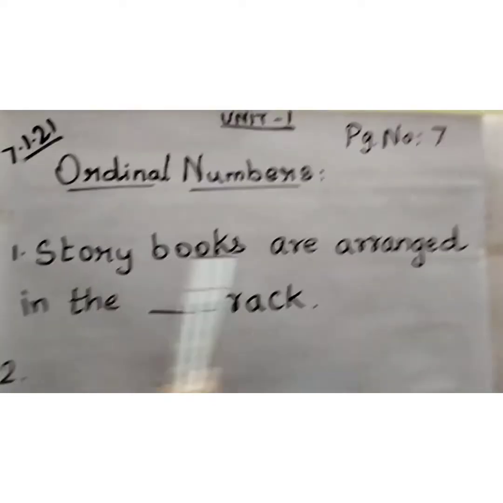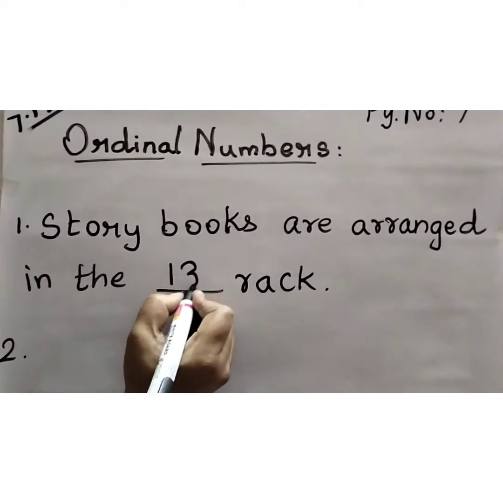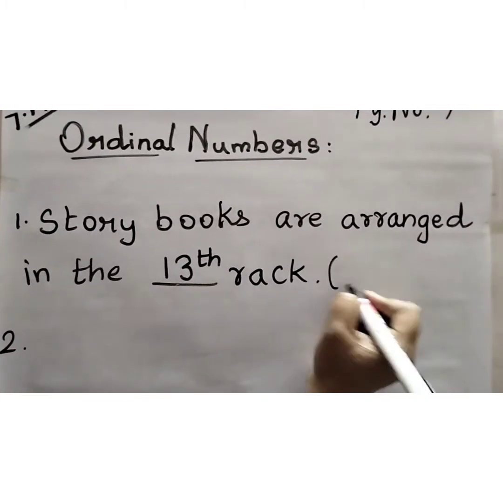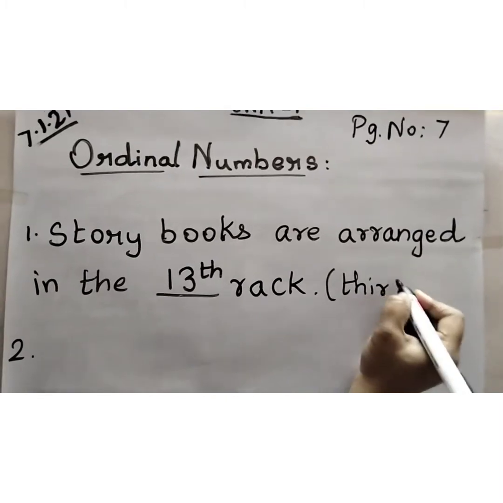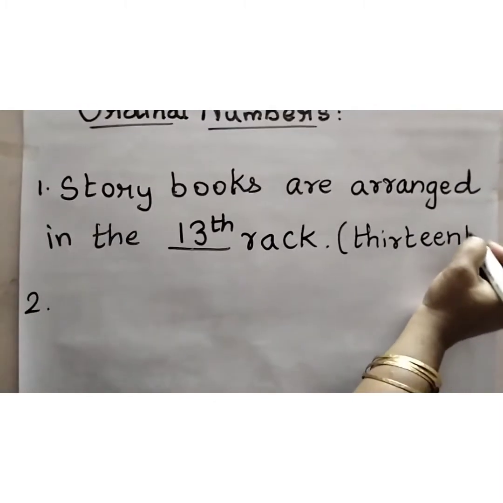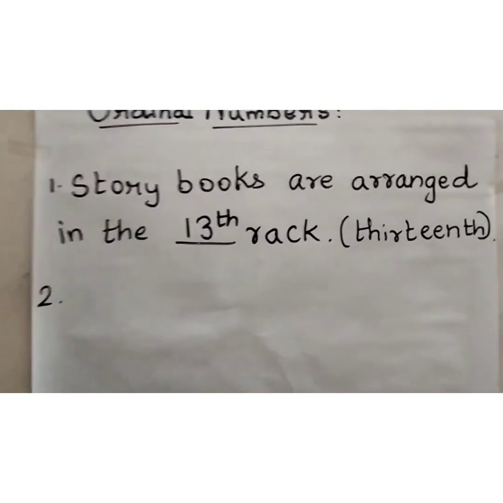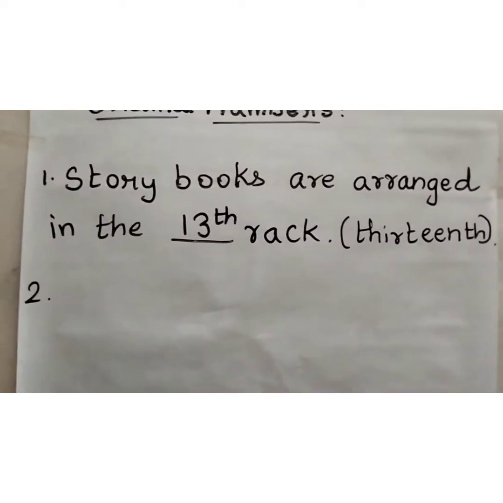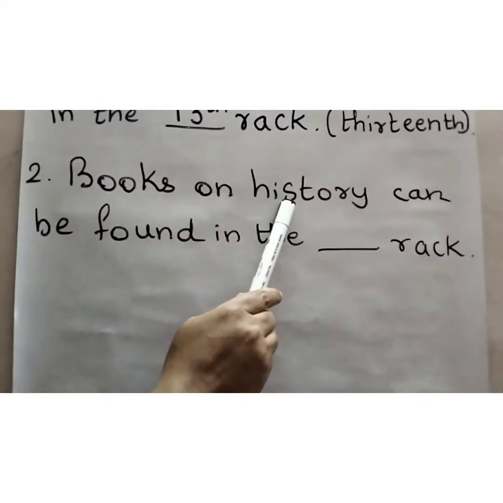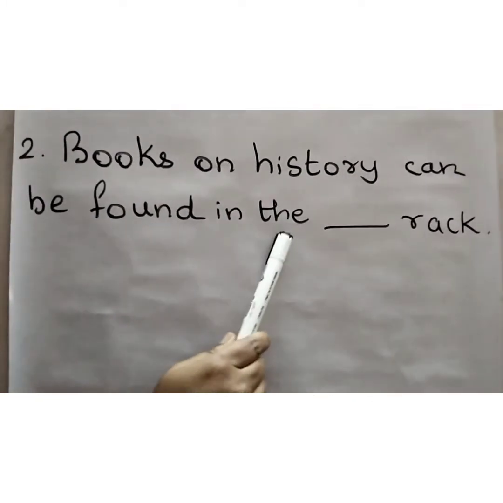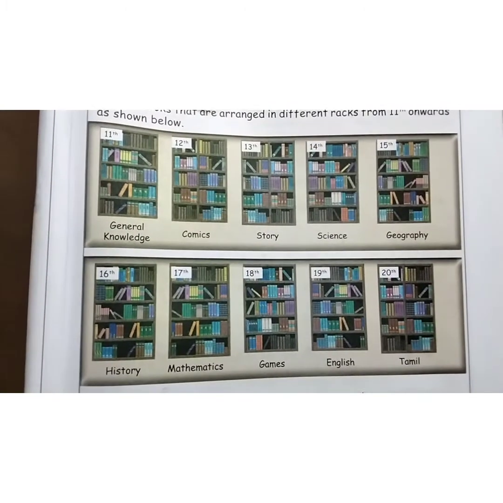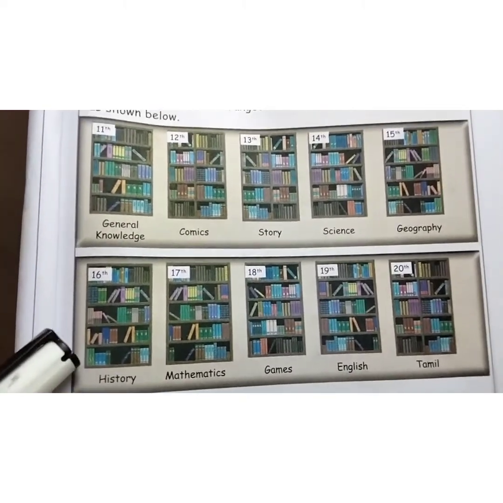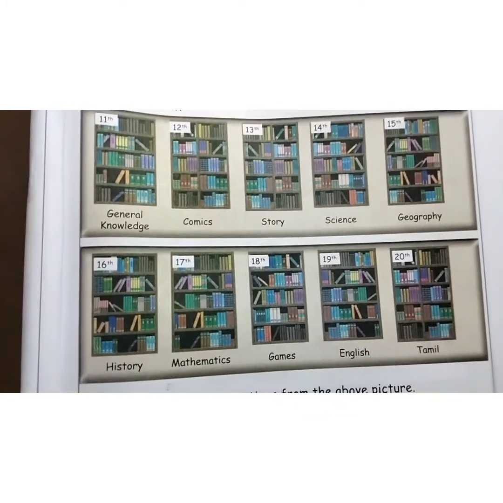Story books are arranged in the 13th rack. Okay, if you want to write the spelling, children, just put a bracket here and write 13th. Okay, 13th rack. Now, the next question is, books on history can be found in the dash rack. So, tell me, where is the history rack here? It is the 16th rack, isn't it? History. Isn't it? 16th rack.